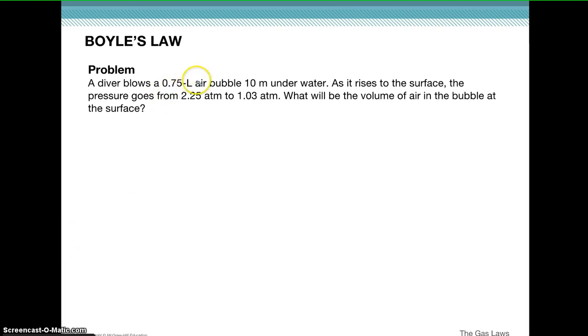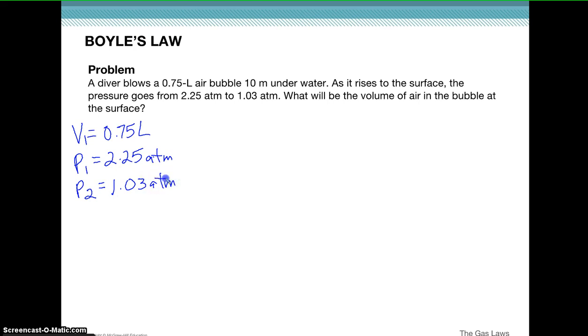Okay, so we are given some initial volume. So we'll say V1 equals 0.75 liters. Okay, and then it tells us the pressure is going from 2.25 to 1.03. So our initial pressure, P1, is 2.25 atmospheres. And our P2, our new pressure, is 1.03 atmospheres. So then our question says, what will be the volume of air? So we're going to solve for V2. As you can see, we're only given pressures and volumes, which means we're going to use Boyle's law.